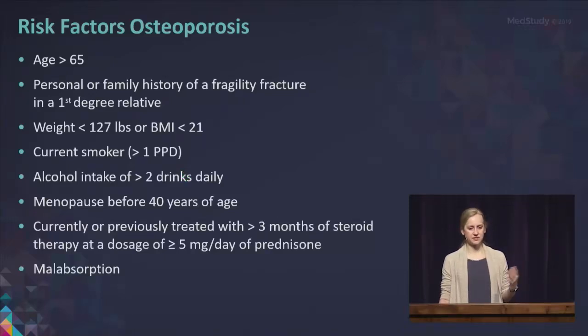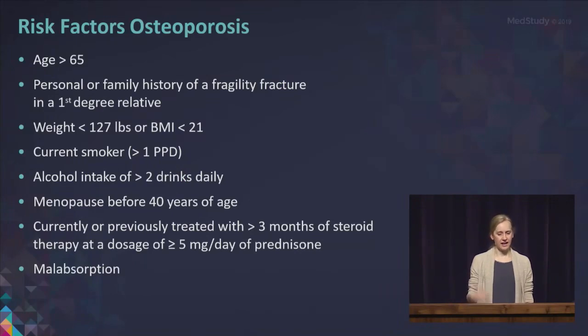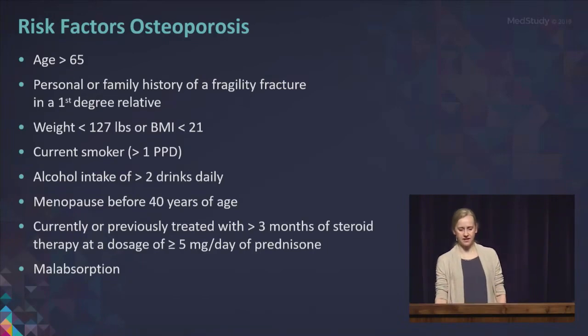So what are the risk factors for osteoporosis? These are a lot of the common ones we've known for a long time. Age over 65, a first-degree relative with a fragility fracture, low BMI and weight, current smoker, alcohol intake of more than 2 drinks a day, early menopause, because remember that the most rapid bone loss happens immediately after menopause as the estrogen goes away, and it increases the amount of osteoclast activity to decrease the bone density.